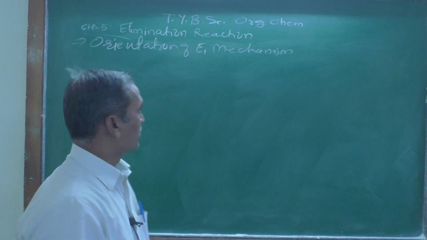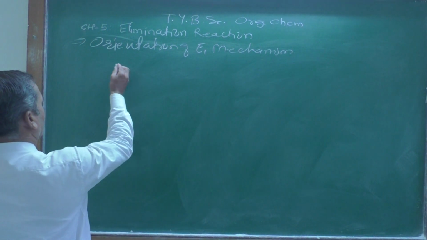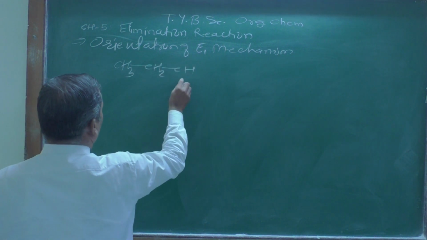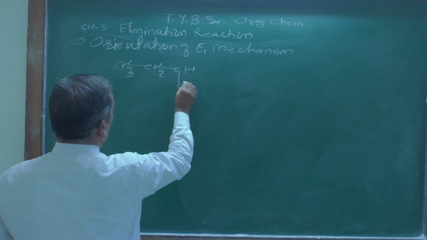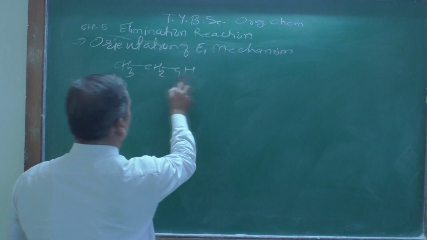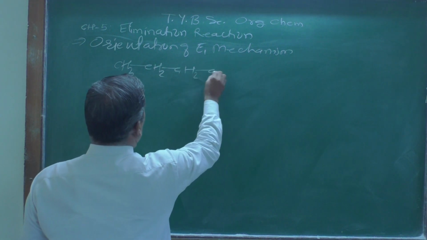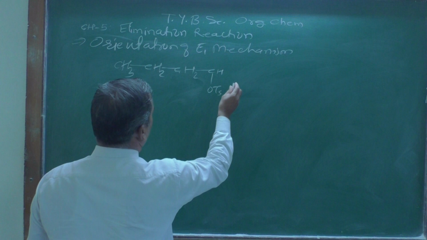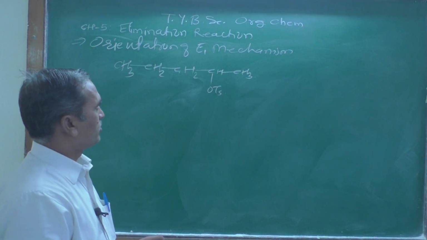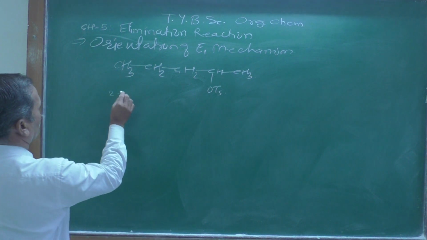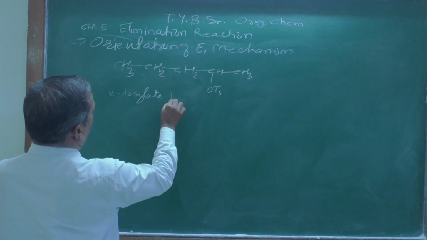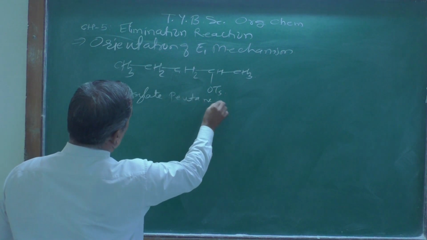Let us see one example here: CH3, then CH2, then CH2, then CH, OTs, then CH3. The name of this compound is 2-pentyl tosylate, that is 2-tosylate pentane. So this is the compound.